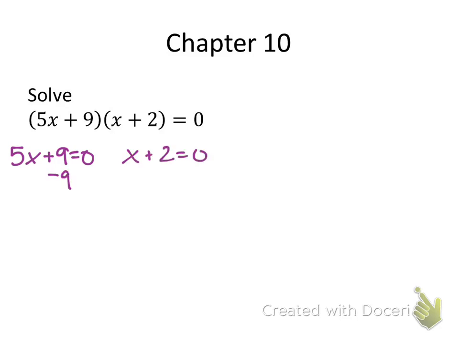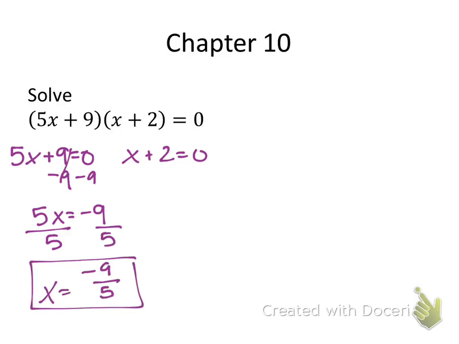So I subtract 9 on both sides. 5x equals negative 9. Divide by 5, and I get x equals negative 9 over 5. Now, if you wanted to, you could make that negative 1 and 4 over 5. That's fine, but you don't have to.